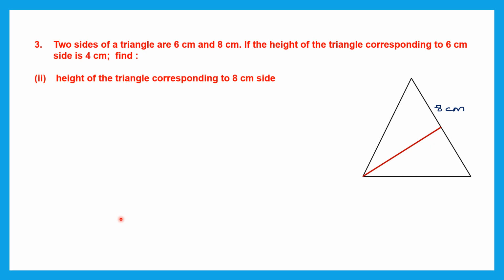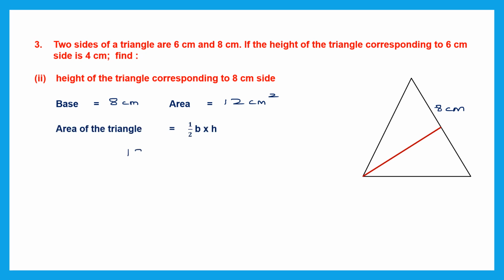So what do we have given to us? We have the base. So this time we can take 8 centimeters as the base. Remember, you can take any side of the triangle as a base. And the area, which is found out to be 12 centimeters square. So now we have the base. We can find the height with the help of the formula for area. So area is half base into height.